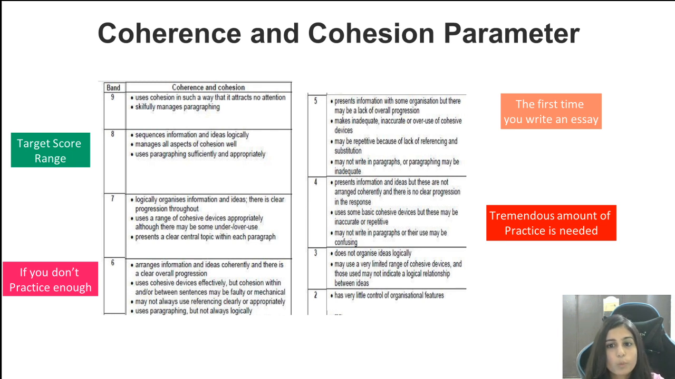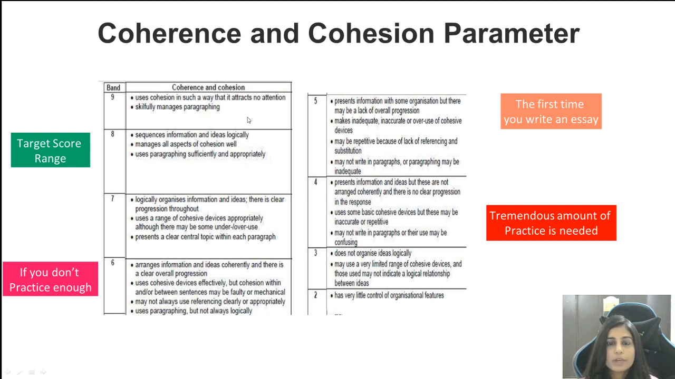Today we are moving to this one. So take a close look at the table. This table is the band descriptor for the coherence and cohesion parameter. So you have to read it with me. Here let's see what you need to get a 9 band score in this particular parameter. First of all, use cohesion in such a way that it attracts no attention. Cohesion basically means your linking words or your connectors, used in such a way that it attracts no attention.